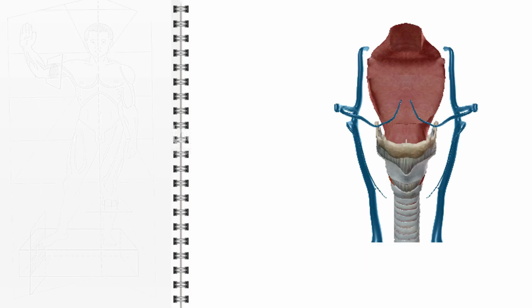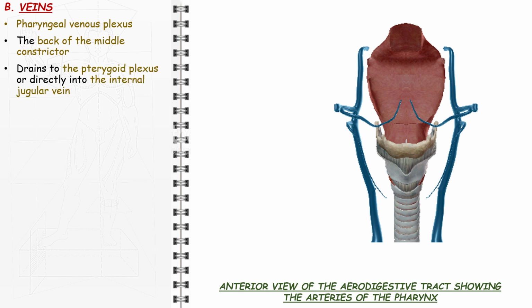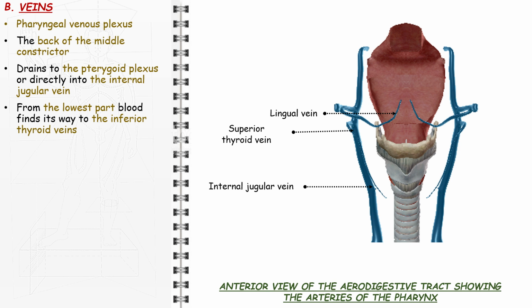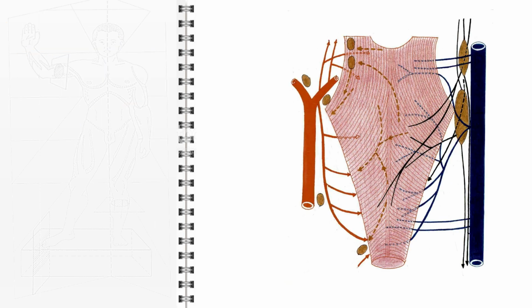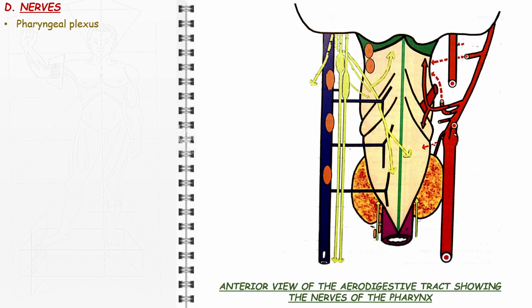The venous drainage of the pharynx flows into the pharyngeal venous plexus at the back of the middle constrictor. The pharyngeal plexus drains into the pterygoid plexus or directly into the internal jugular vein. From the lowest part of the pharynx, blood finds its way to the inferior thyroid veins to the subclavian vein. The retropharyngeal nodes drain the pharynx and flow into upper and lower deep cervical nodes, namely, the jugulodigastric group and jugulo-omohyoid group.